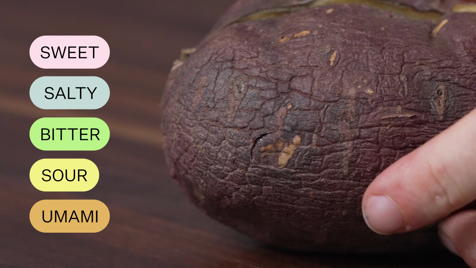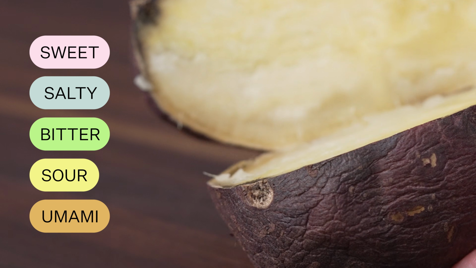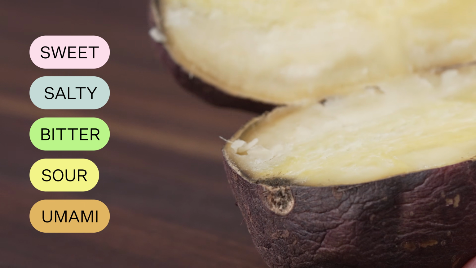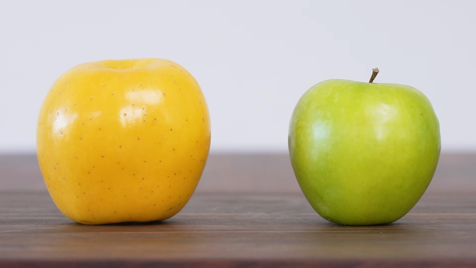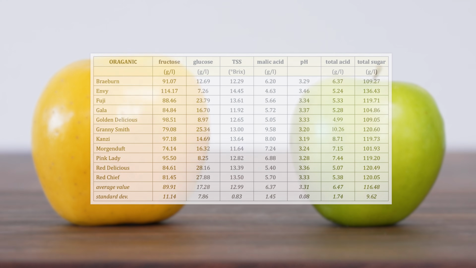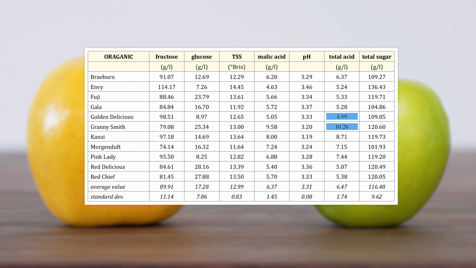And the balance of these 5 tastes can be a really important differentiator in what a particular fruit or vegetable tastes like. For example, the reason that a Granny Smith tastes more sour than a Golden Delicious apple is that it has about double the amount of total organic acids.